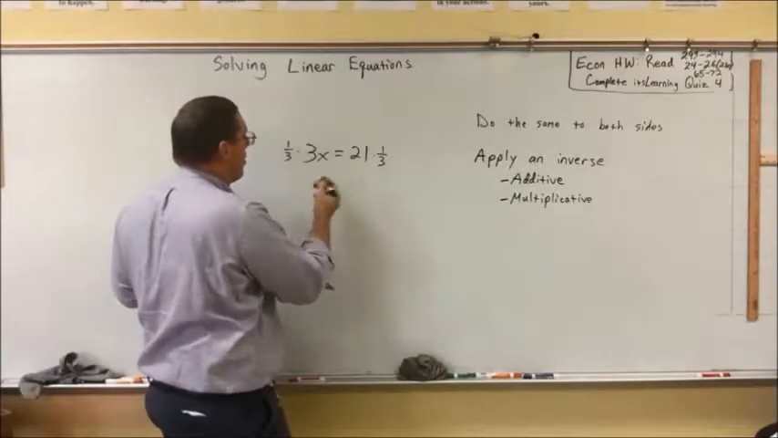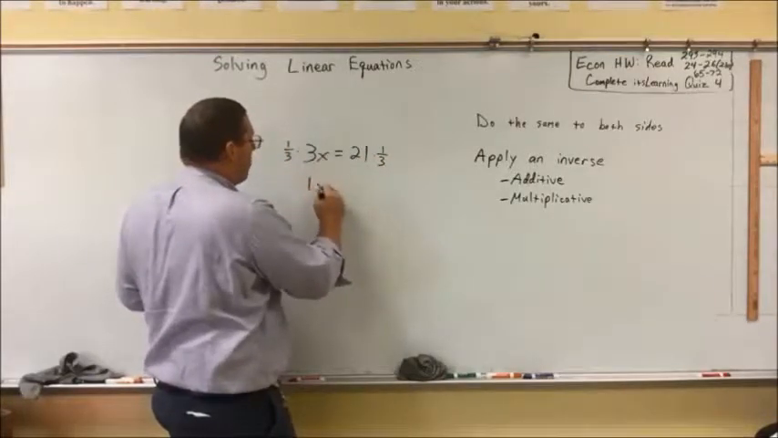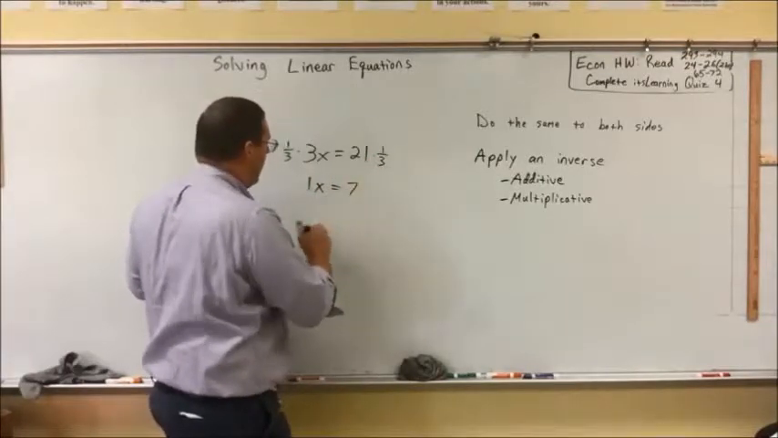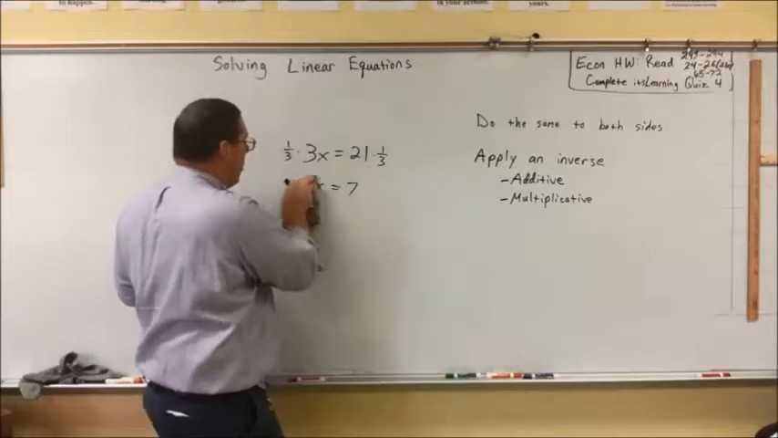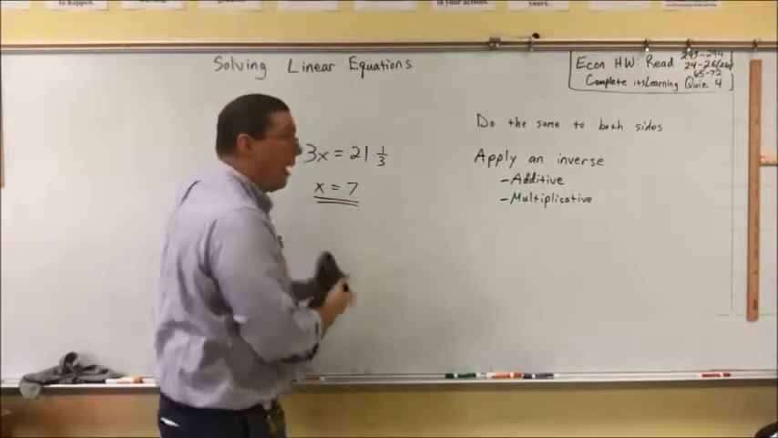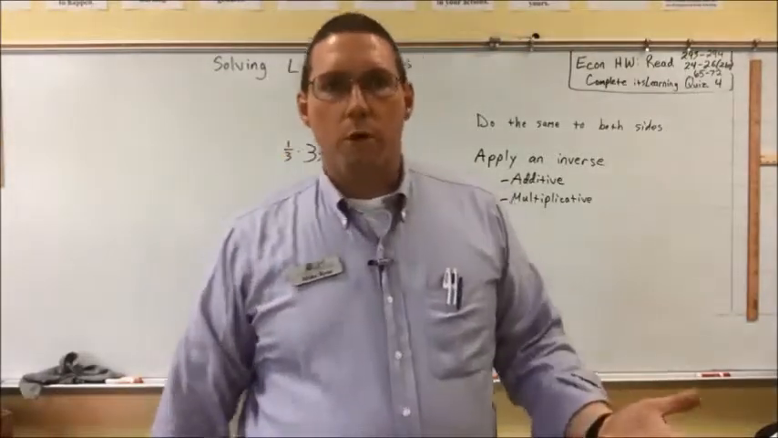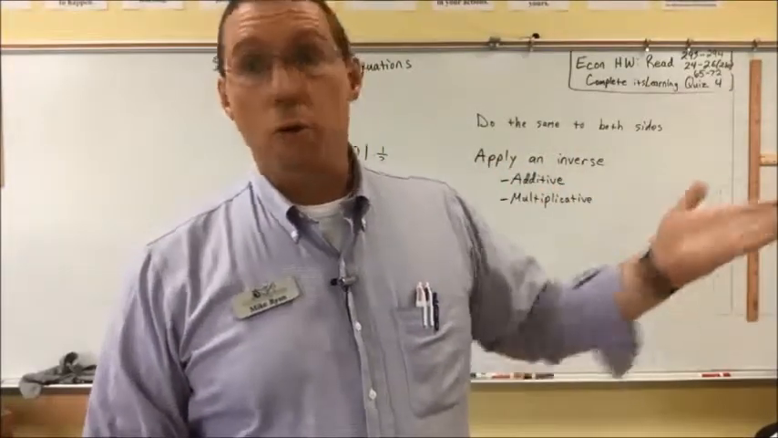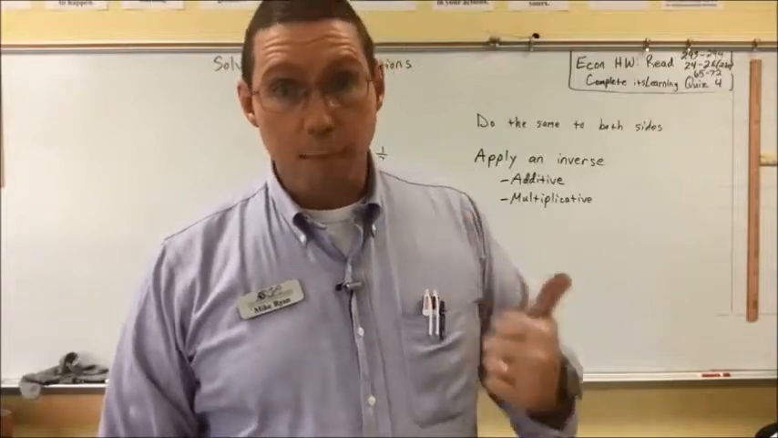1/3 times 3 is 1. x equals 21 times 1/3, which is 7. And now we can get rid of the 1, and it's x equals 7. Now, here's the thing. I don't really want you to solve that problem the way I just did. Do it the old way, where you divide by 3. That's good. Keep doing it that way.